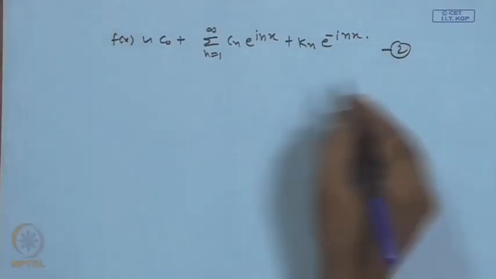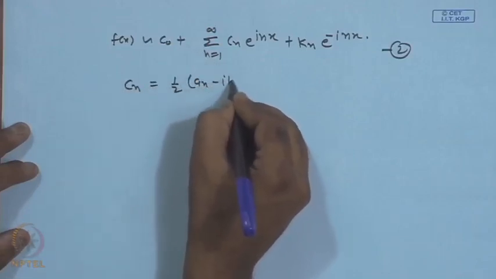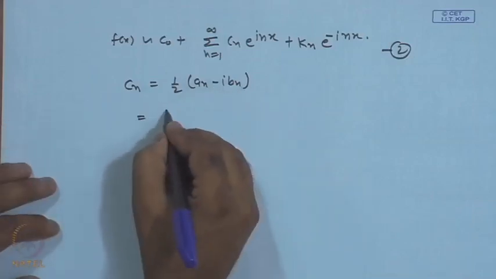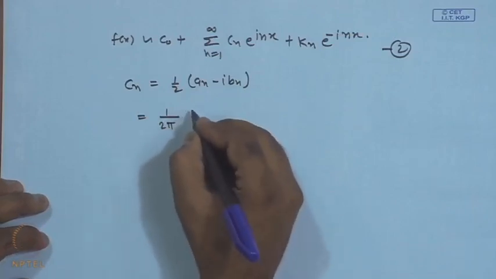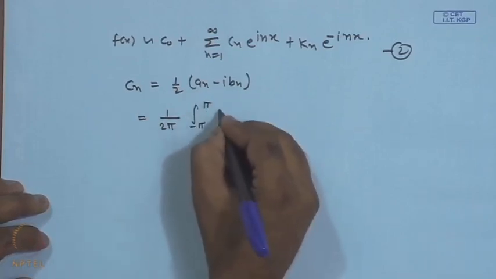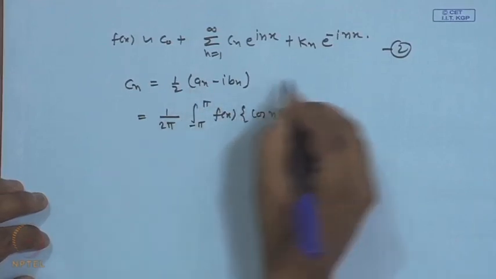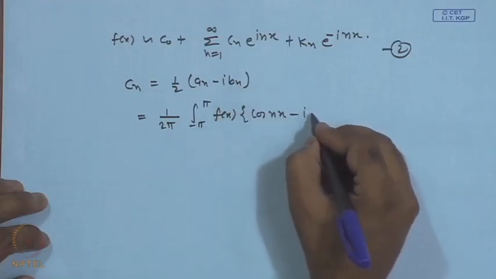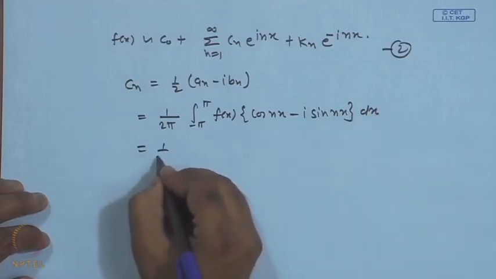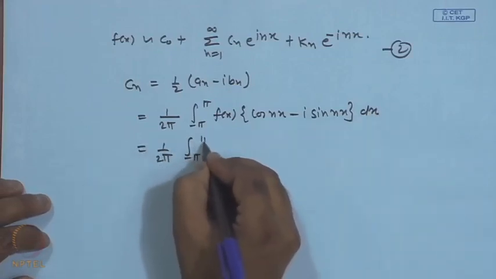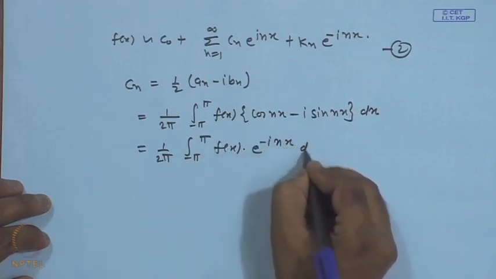This is equation 2. Now, we also see what C_n is again: C_n is half of (a_n minus i b_n). We substitute this a_n and b_n, and 1 over pi comes there. So, 1 over 2 pi, integral from minus pi to pi of f(x), here we will get cos nx, here we will get sin nx. So, minus i sin nx dx, and this again we can write as integral from minus pi to pi of f(x) e to the power minus i n x dx.